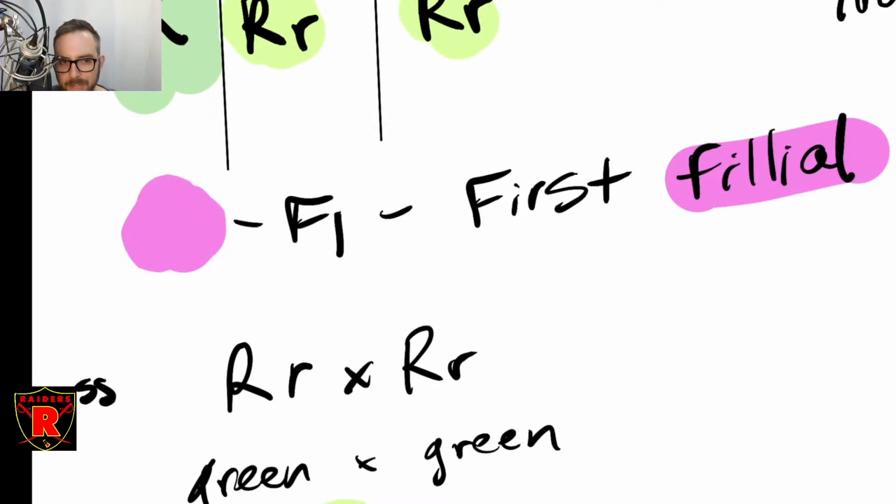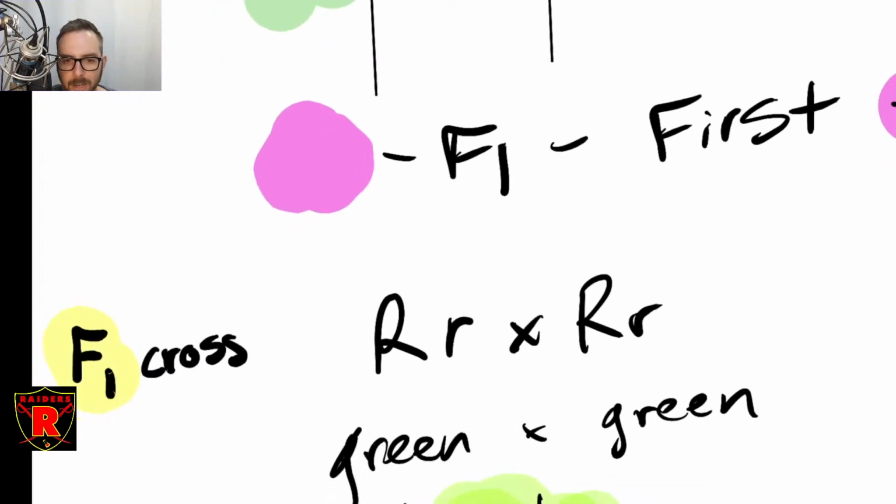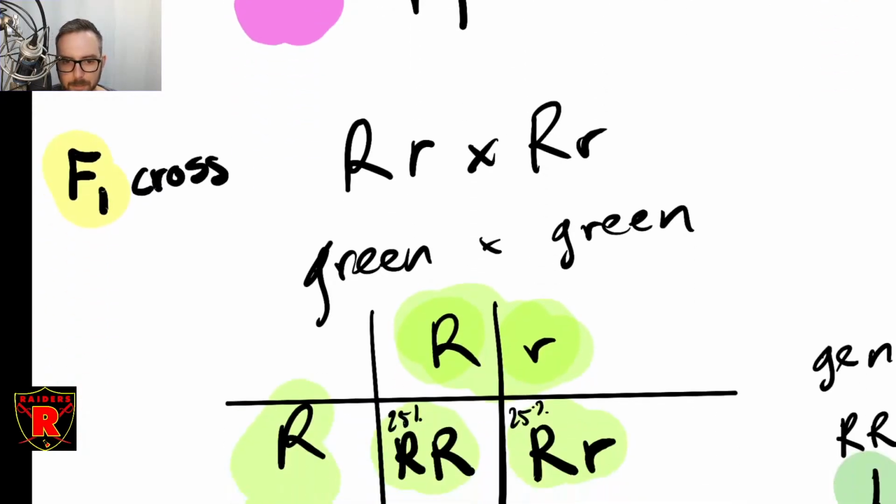Okay, so it's basically taking the babies from the first union and crossing them. So now we're taking big R, little r, and crossing it with big R, little r. Both of those are green, right? They both have the dominant allele, and so they're both going to be green. So we're crossing green and green, but very specifically here, we're crossing the first generation of the first cross, okay, because there's something different about them.